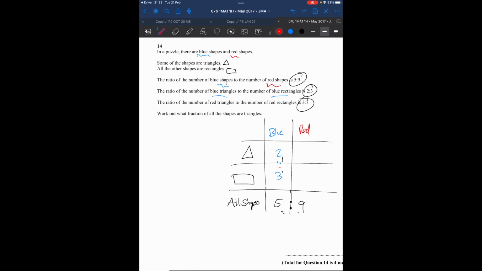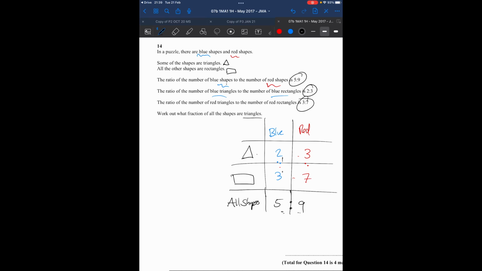The ratio of the number of red triangles to red rectangles is 3 to 7. So 3 to 7. Okay. Work out what fraction of all the shapes are triangles. Okay, so how are we going to do this? Well, we need to make the numbers work for us, first of all. So what do I mean by that?